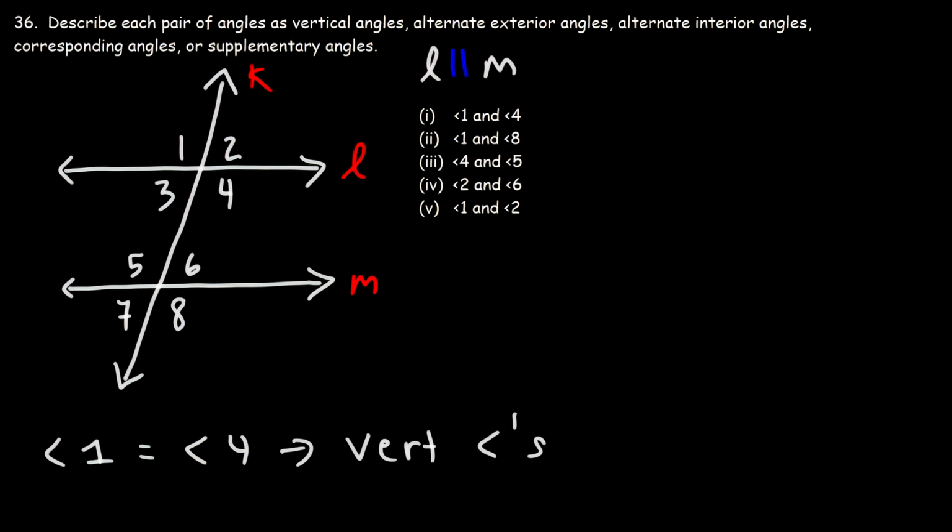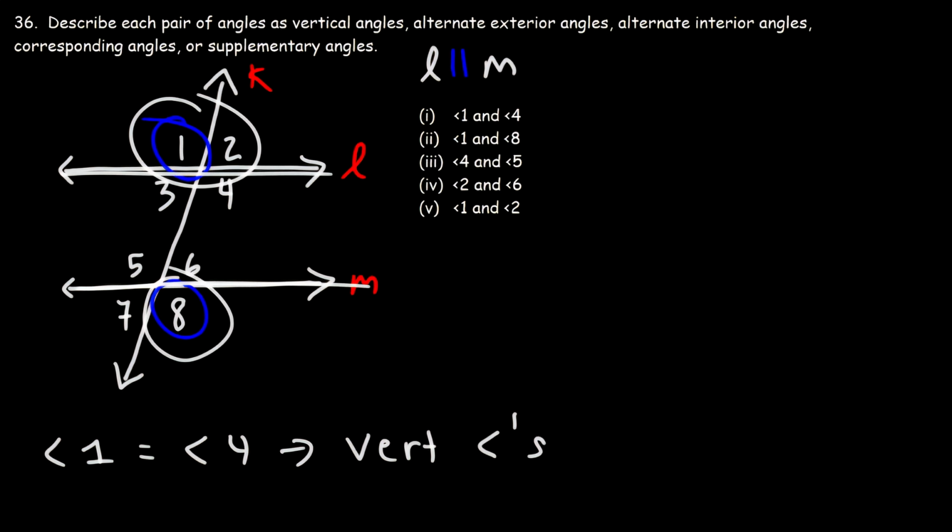Now what about the second one? Angles 1 and 8. How would you describe these two? And what is the word that corresponds to them? So those two angles are known as alternate exterior angles. Notice that they're not between the two parallel lines. They're on the outside of the two parallel lines. So they are on the exterior.